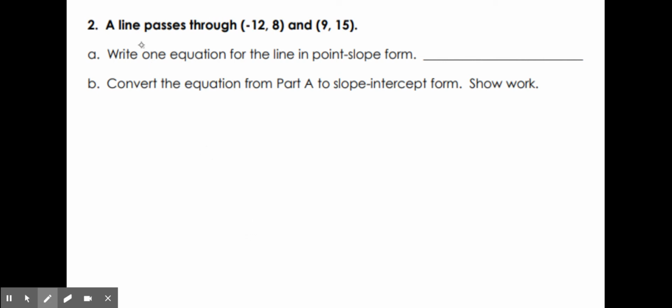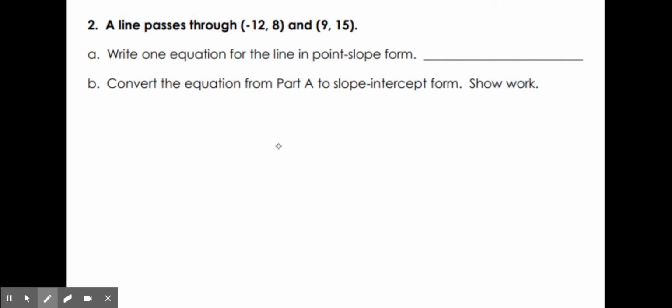Okay, so this time they tell us that a line passes through 2 points. We have written the equation of lines that go through 2 points. We've done it with slope-intercept form. We've done it with point-slope form. The difference was with slope-intercept form, we had to solve for b. Do you remember that? We had to plug the point in and we had to solve for b. With point-slope form, we don't have to solve for b. We can just plug it in, and then we can do some manipulation to change it to slope-intercept form.